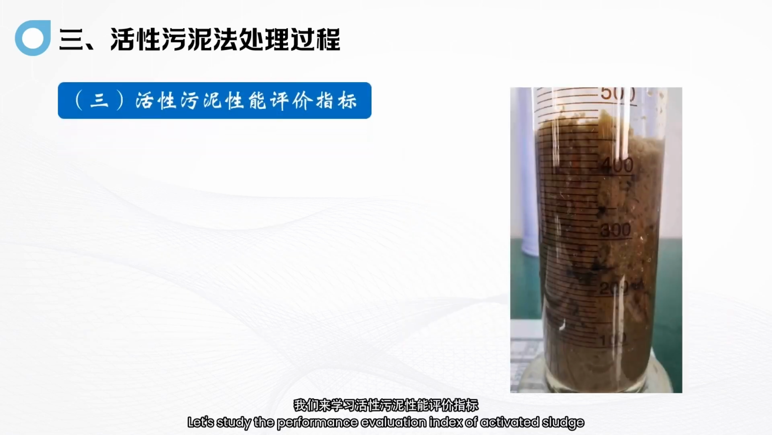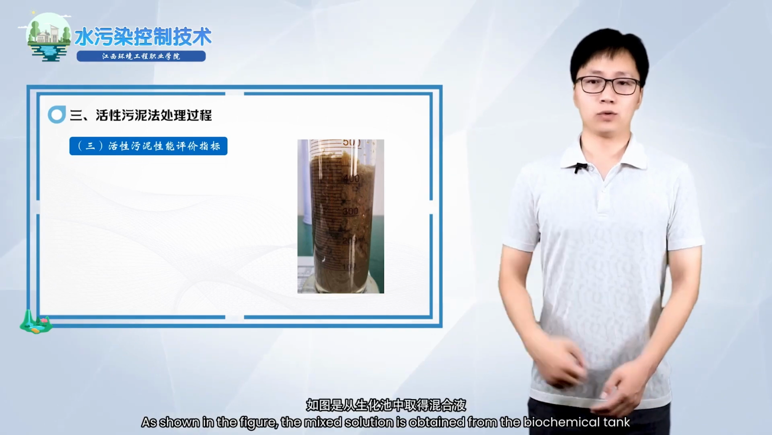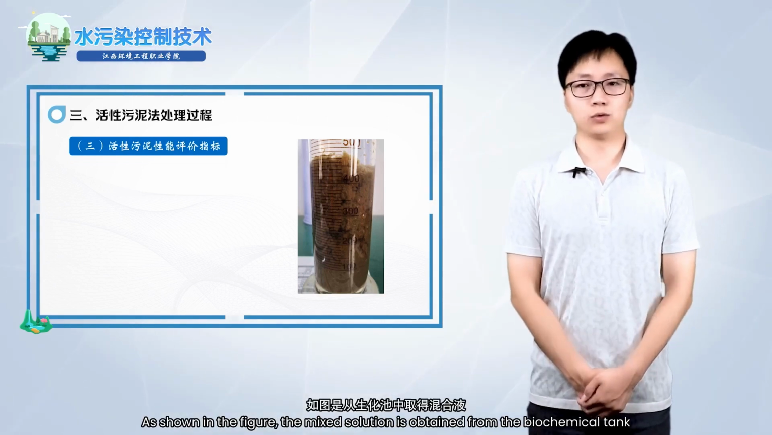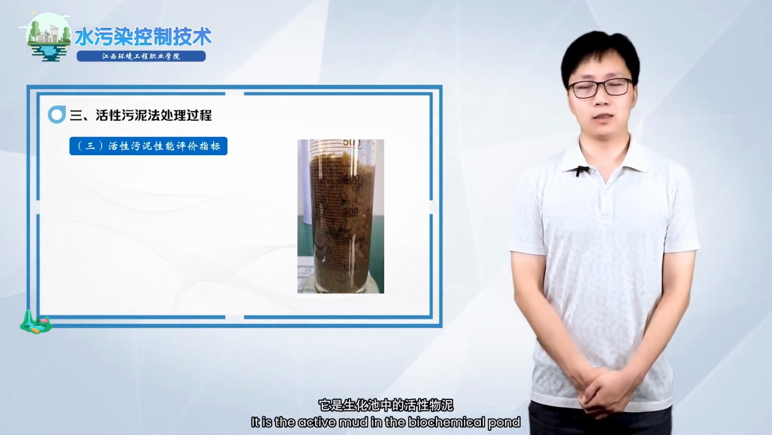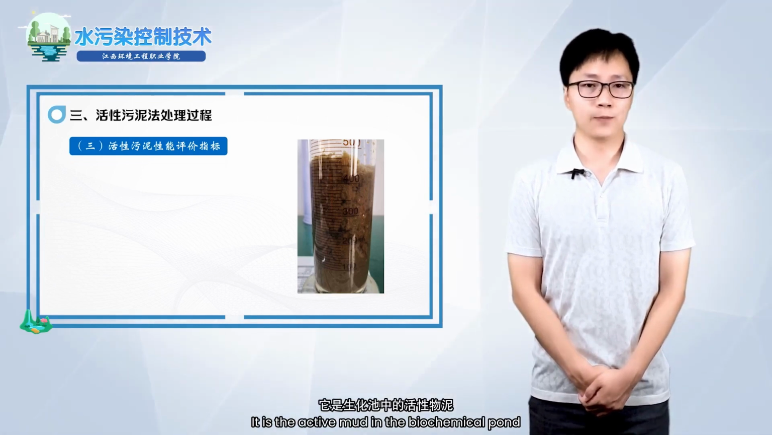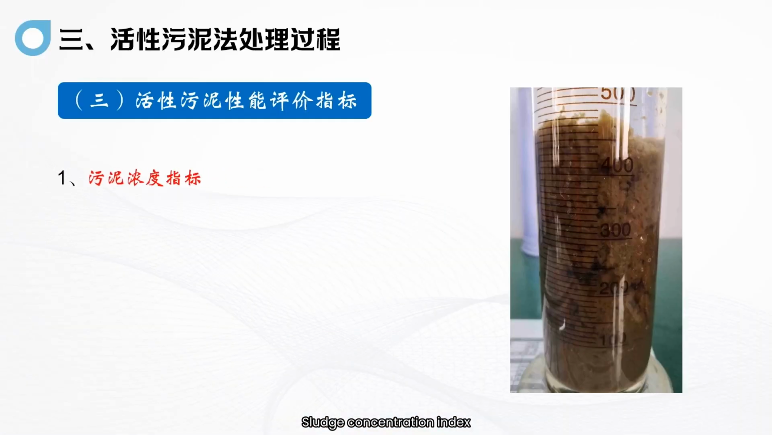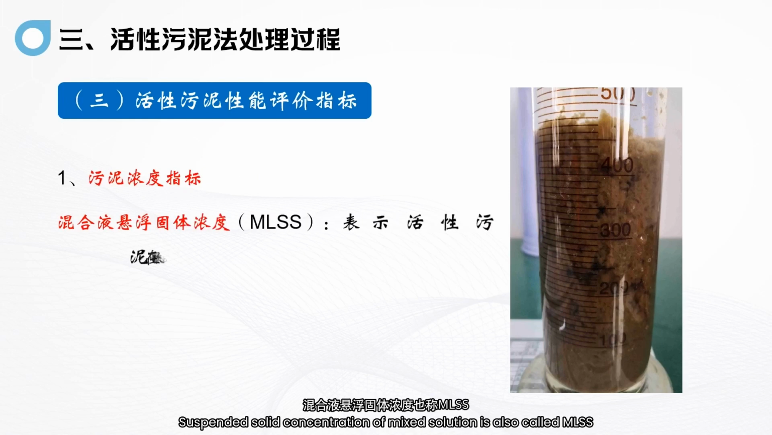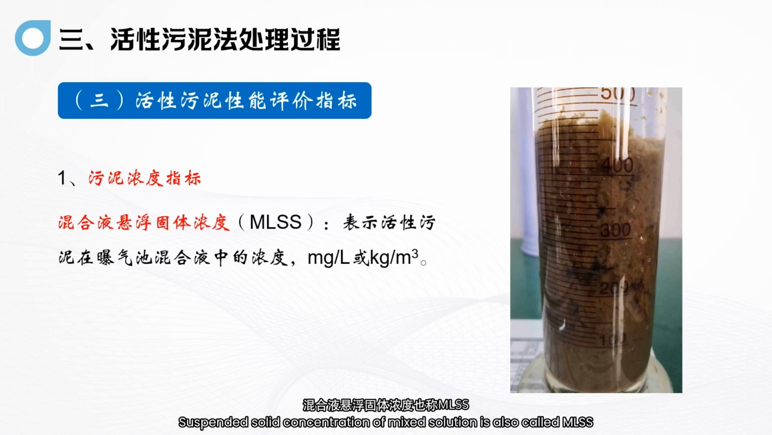Next, let's study the performance evaluation indices of activated sludge. As shown in the figure, the mixed liquor is obtained from the biochemical tank; it is the activated sludge in the biochemical tank. First, sludge concentration indices. Mixed liquor suspended solids concentration, also called MLSS, indicates the concentration of activated sludge in the mixed liquor of the aeration tank. It is generally expressed in milligrams per liter or kilograms per cubic meter.